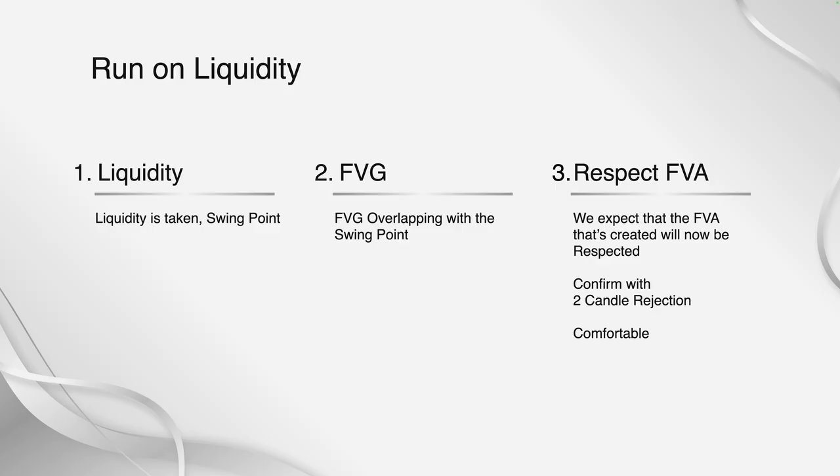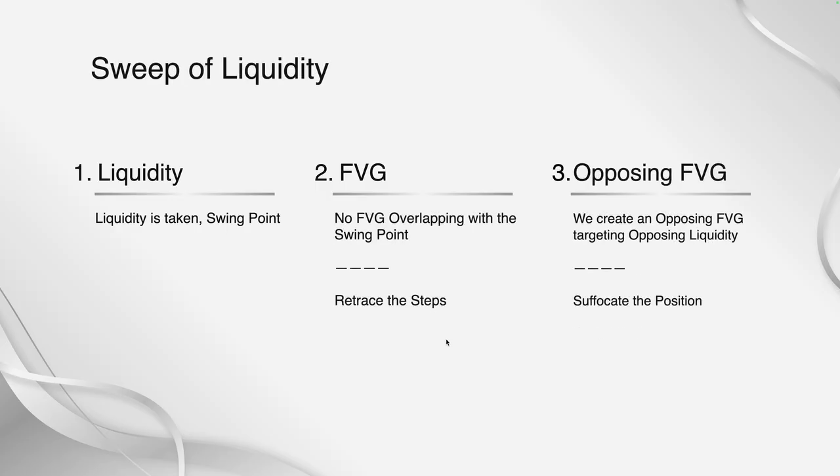Now we understand the basis of the run on liquidity. I'm going to show you more case studies as well later on. So right here, the comfortable part is also something I want to go over afterwards, after understanding the following, which is the sweep of liquidity. So for the sweep of liquidity, essentially the first part stays the same, and the second part stays the same as well. It's also a fair value gap, but it's a little bit different.